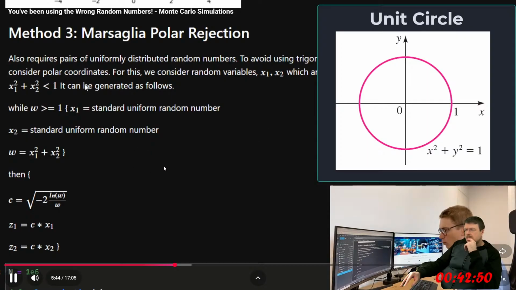x1 squared plus x2 squared is less than 1. So everything falls within the boundaries of the unit circle coordinates. So picture the unit circle, and we have at the center of it, at coordinate 0, 0. What we're doing here is essentially we're getting from Pythagoras theorem that length, that c value, and then that's w, essentially it's c squared. So the length squared of the unit circle. And what we're saying is we want to be within the unit circle.